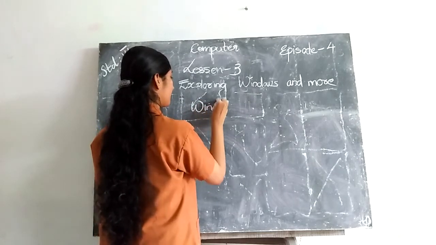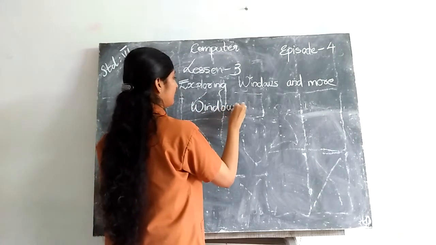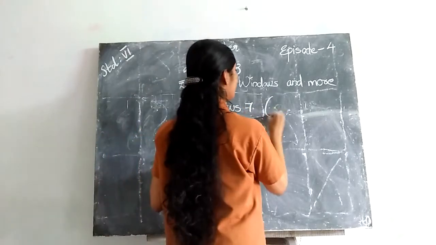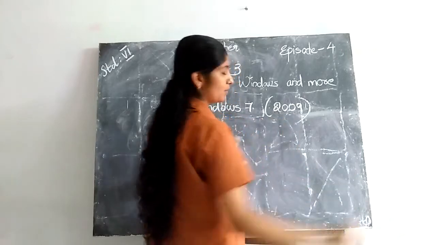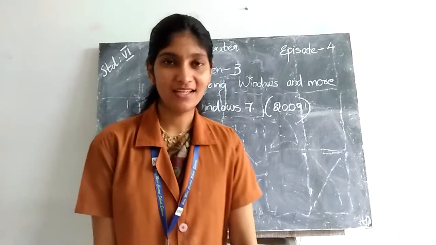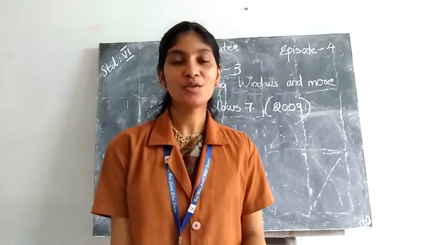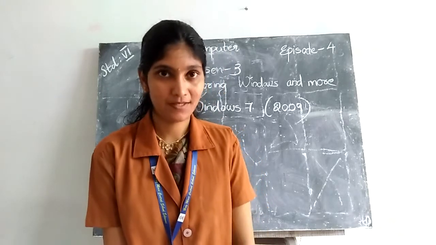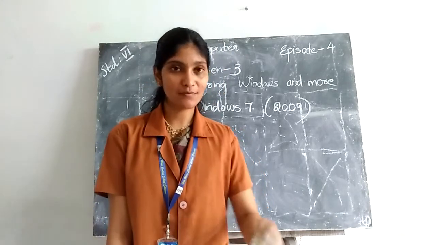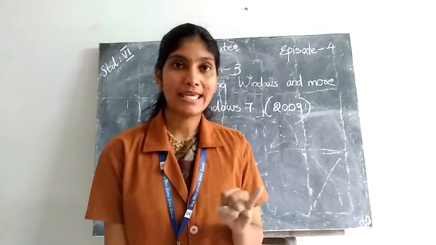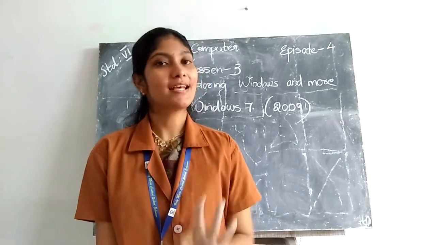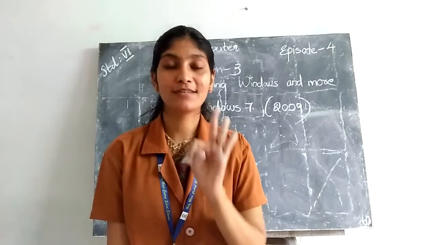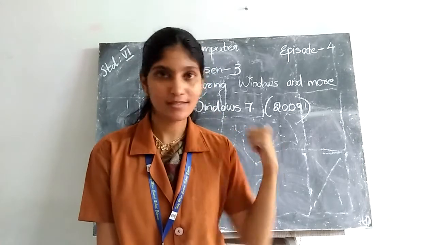Windows 7, that's in the year 2009. So, in Windows 7, it is made easier to work with that operating system, because the main features of Windows 7 are: we can manage files, find information, customize desktop. That's the first 3 points in the features of Windows 7.